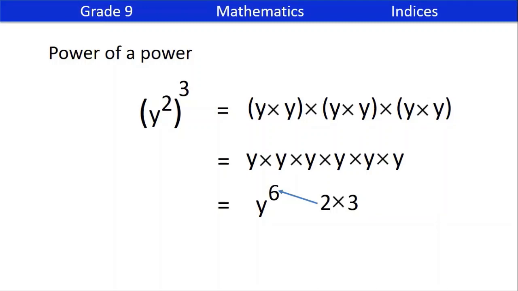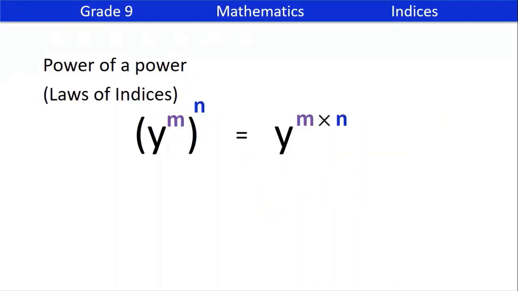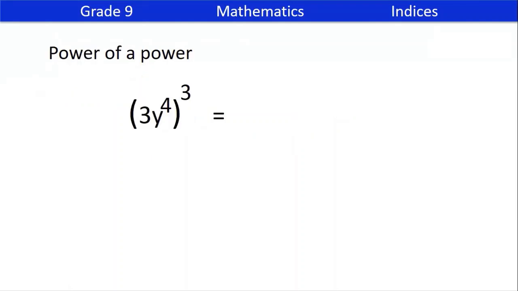And guys, there is something you need to pay attention to. That is the index of the answer. The index of this answer is 6, and this 6 is actually equal to 2 multiplied by 3. That means the product of the two powers, 2 multiplied by 3. So with that, we can have the next law of indices, and that is about power of a power. So if it is y to the power m, to the power n, that is actually equal to y to the power m multiplied by n.